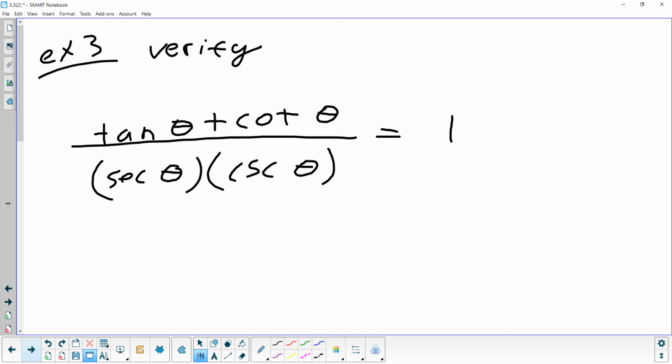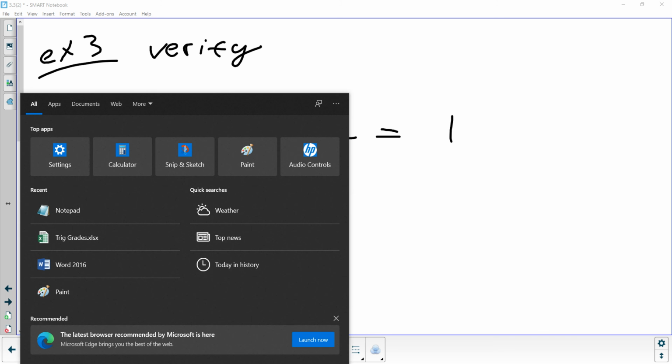All right. Let's look at this one. So it's tangent plus cotangent over secant times cosecant. All right, let's see how we're going to do this one.